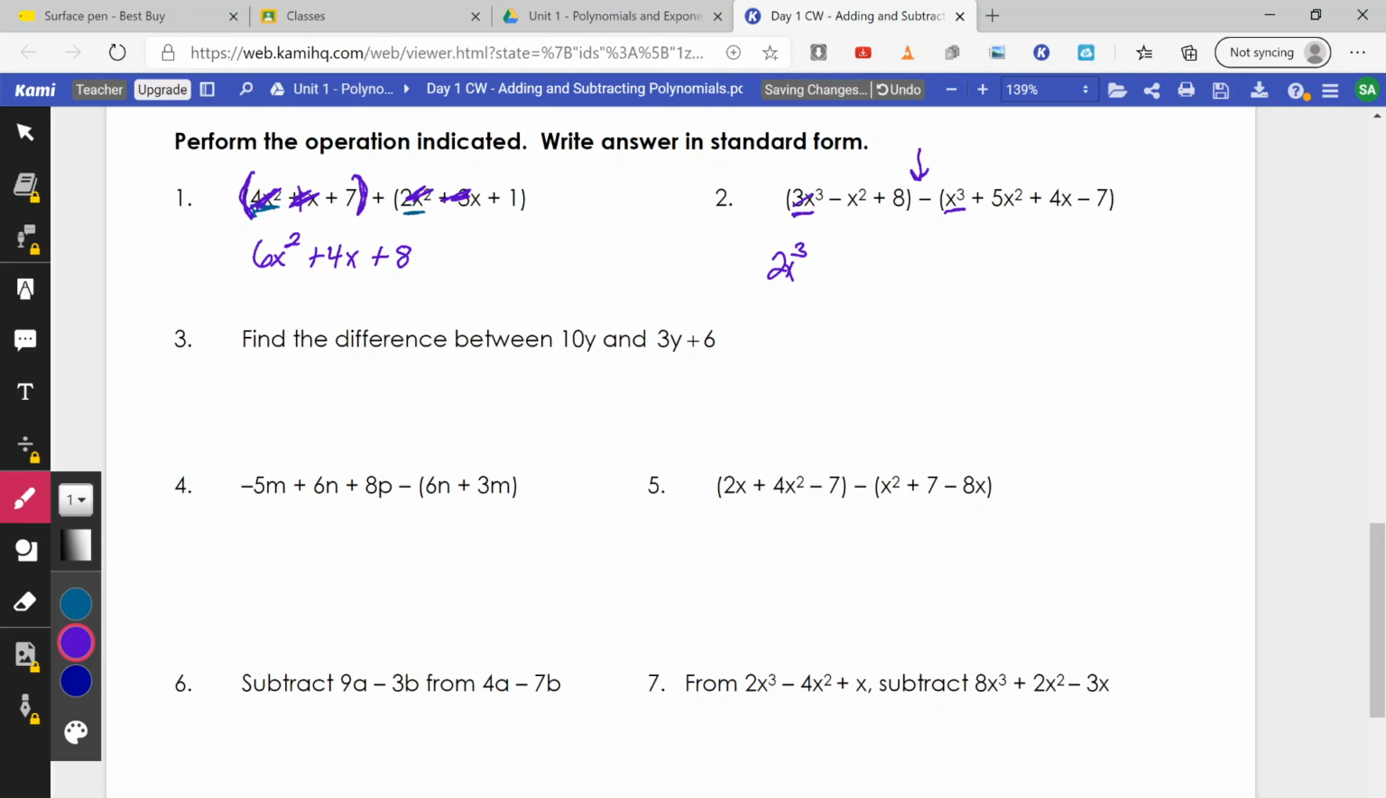Now what I want to see, I want to find the x squared. So here I have a negative x squared, and I am subtracting 5x squared. Now this is not negative x squared plus 5x squared. It is negative x squared minus a positive 5x squared. Now when I subtract a positive, I'm going to end up subtracting it. Negative x squared minus 5x squared, I'm going to end up with minus 6x squared.